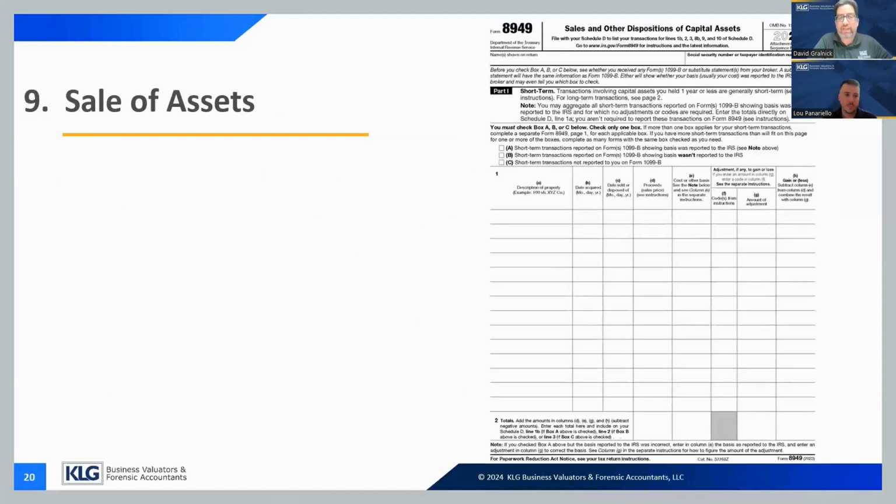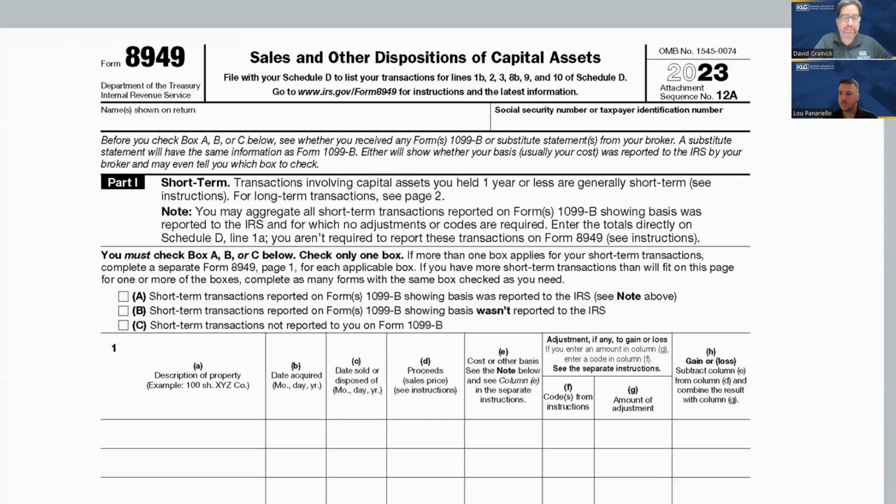Okay, this is page 2 of Schedule D, for sales and other dispositions of assets. Basically, this is where you're going to list all of those assets. So it's the piece of property, the date acquired, the date sold, how much you sold it for, what the cost basis is, if there's any adjustments, and then what the gain or loss is.